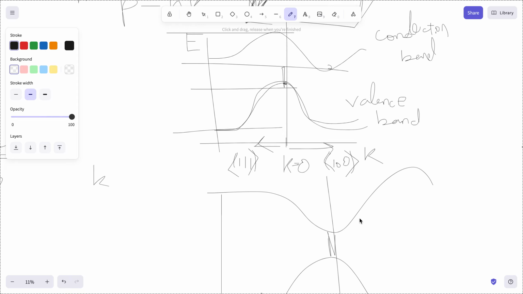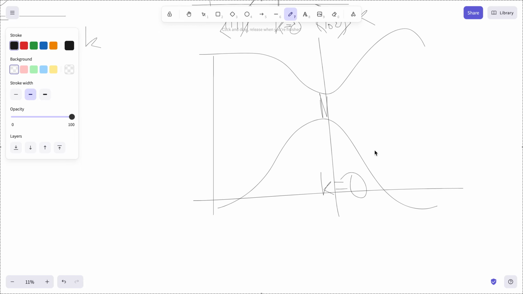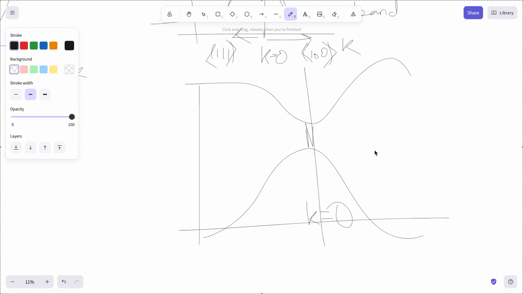I hope you enjoyed watching. Next video we'll look into current carriers and kind of fleshing out this E versus K band diagram more fully.